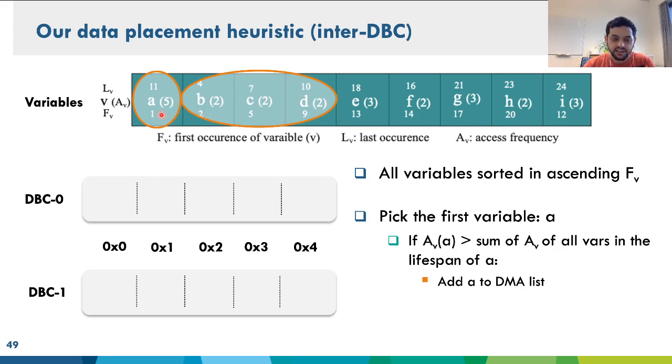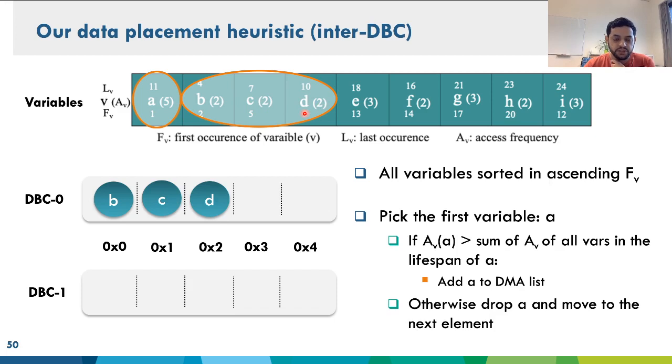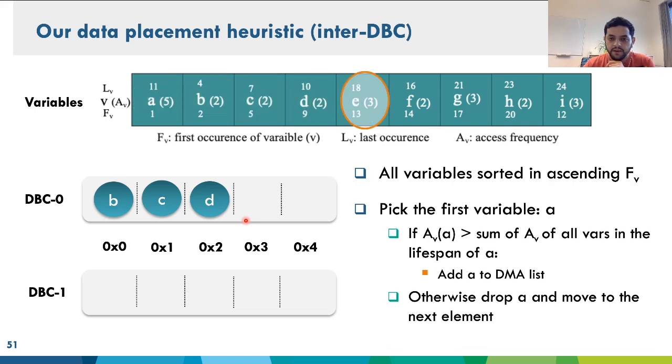In this case, the access frequency of A is 5, and the variables accessed in the lifespan of A are B, C, D, whose sum of access frequencies is 6. So we drop A, and pick B, C, D and assign them to the DBC dedicated for disjoint variables. Then we continue doing the same for the rest of the variables. For instance, we come to E and do the same analysis. The access frequency of E is 3, and its lifespan starts at 13 and finishes at 18.